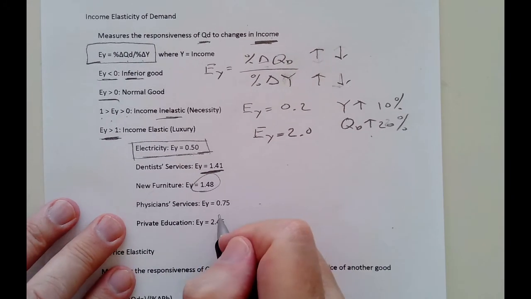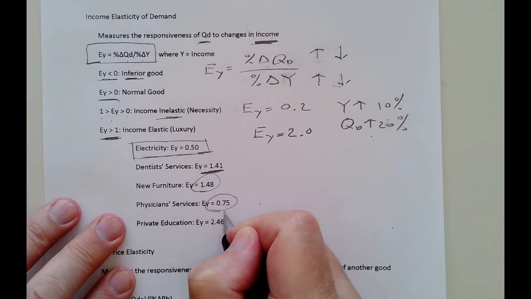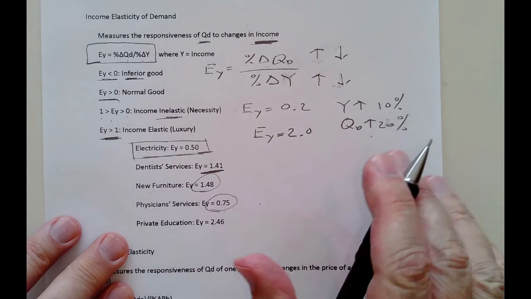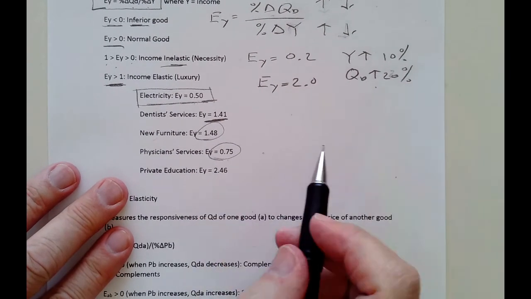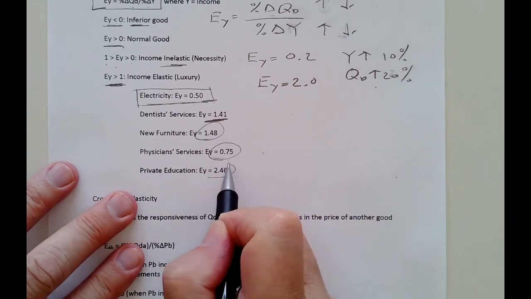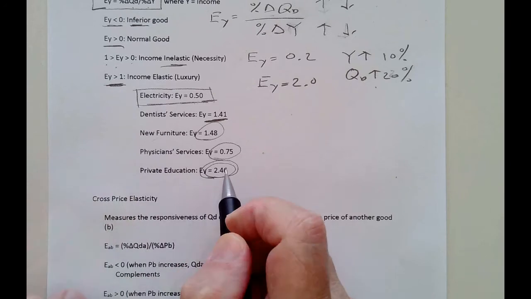Physician services are less than 1, so we treat them more as a necessity. So we're more likely to go to the medical doctor than we are to go to the dentist. And private education is highly elastic, which means it's considered a strong luxury, which is no surprise there.